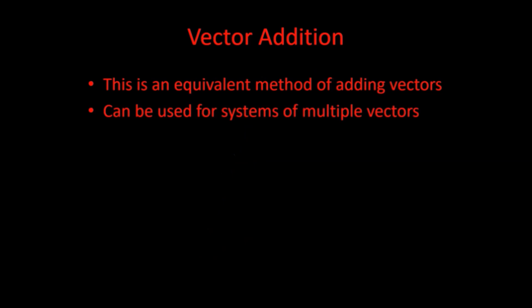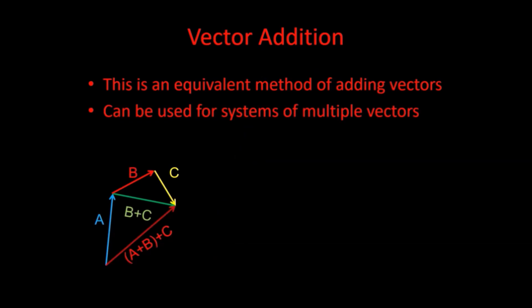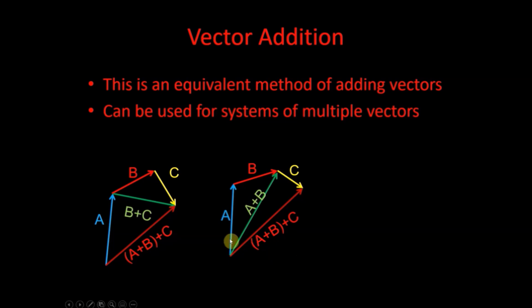That can be used for multiple systems of vectors. So far all we've done is look at two vectors, but say we have vectors A, B and C here. We could, in some cases, want to know what's the resultant vector of A, B and C. Sometimes we might just want to know what B plus C is. So B plus C can be evaluated here, and then we can look at A plus B plus C. Likewise, here we have vector A, B, C again. We could look at A plus B or A plus B plus C.